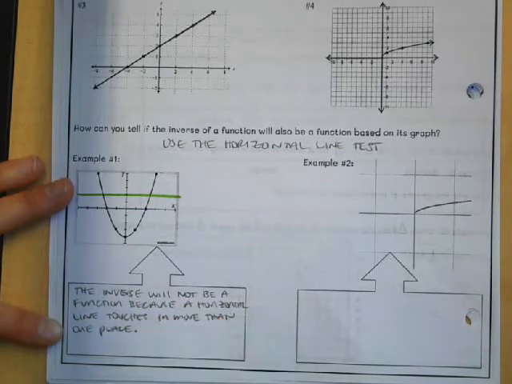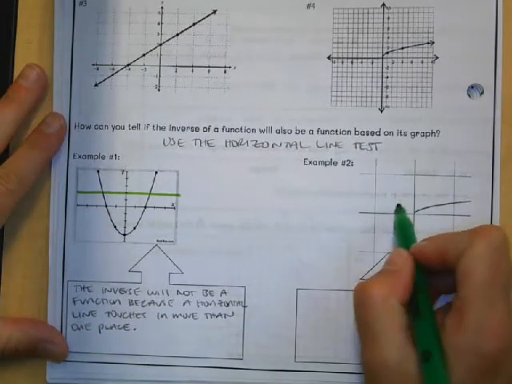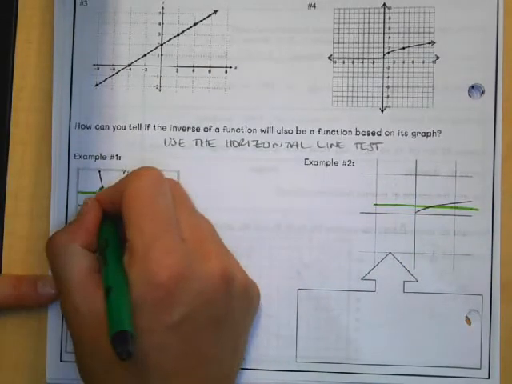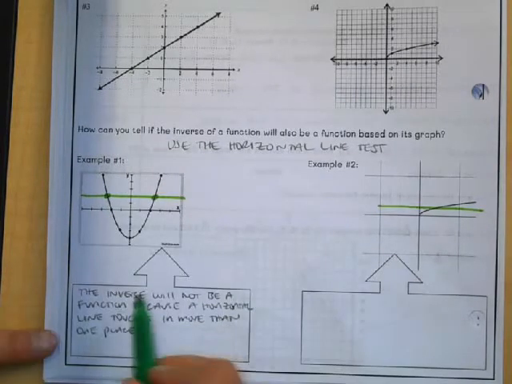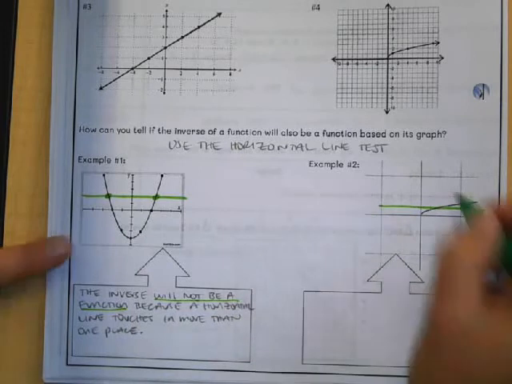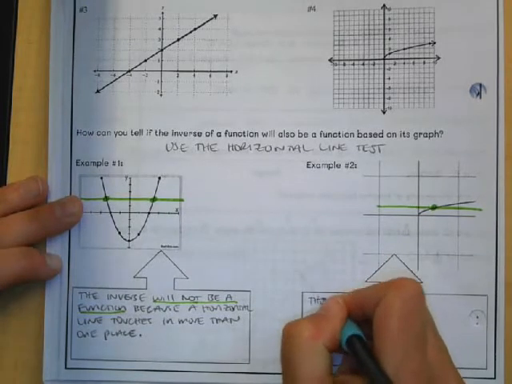Okay? If we were to do our horizontal line test on this other graph, just try and draw a horizontal line. So again, it touches your graph in two places here, so the inverse will not be a function. And then it only touches the graph in one place there, so the inverse will be a function.